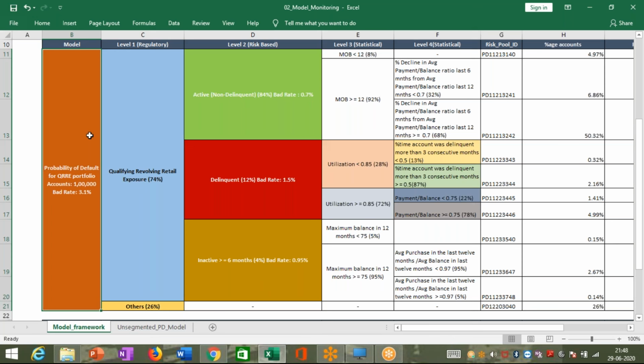Now the question is, let's go back to the active account segment. The split has happened at 12 months. Let's say I have two people who have QRRE products, who are active and non-delinquent till now, have never been delinquent. Both of them have month on books greater than 12. Now what do I want to know about these people? How is it that I can distinguish them?